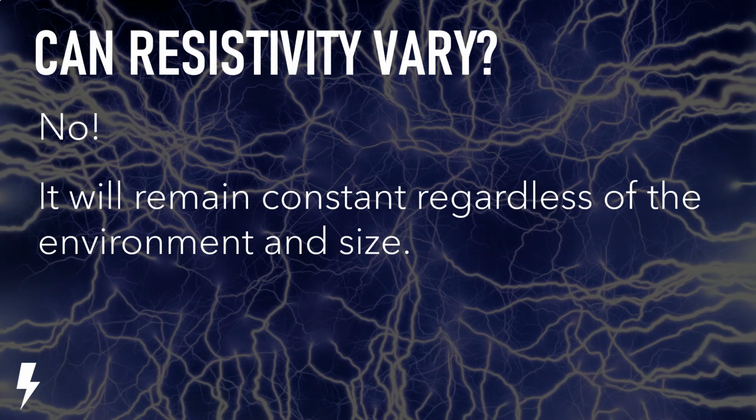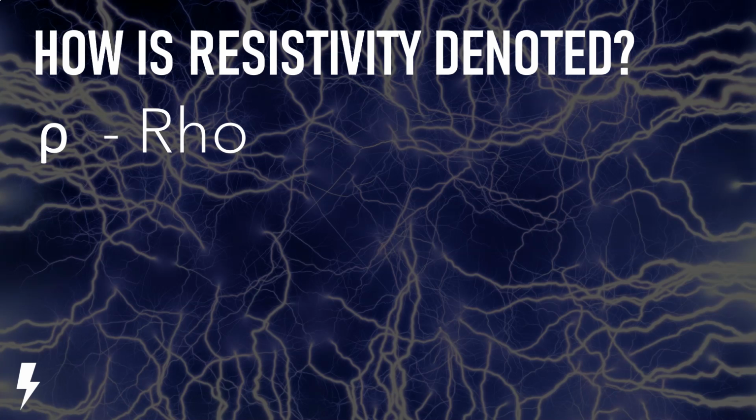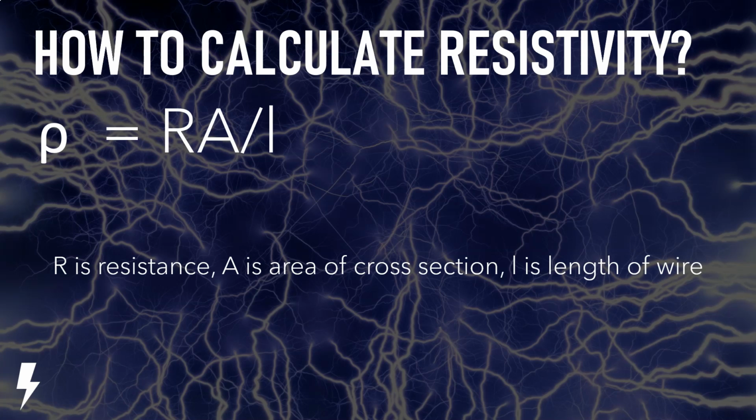Can resistivity vary? As we mentioned and discussed, no, it can't. It will remain constant regardless of the environment and size of the material. So how is resistivity denoted? Resistivity is symbolized by the Greek letter rho, which almost looks like a P. So the symbol is rho. For resistance, the symbol is the capital letter R.